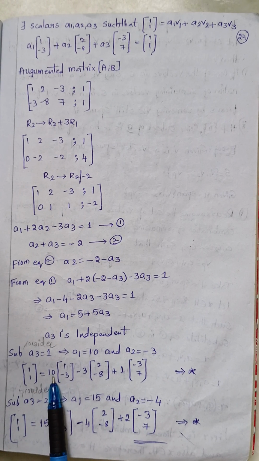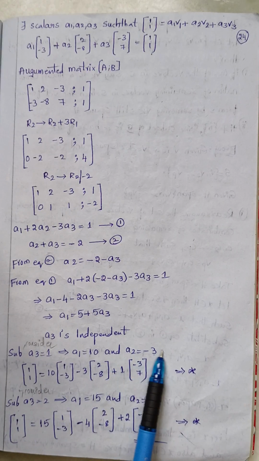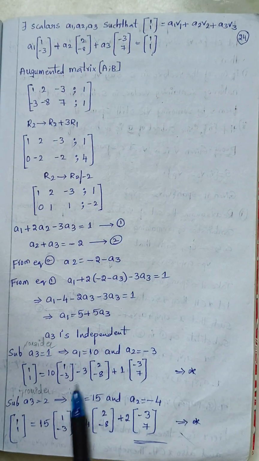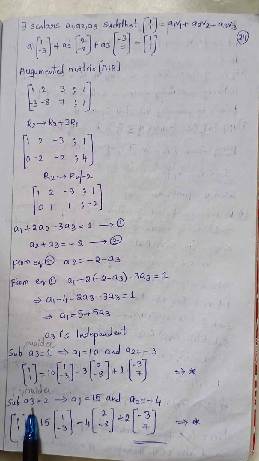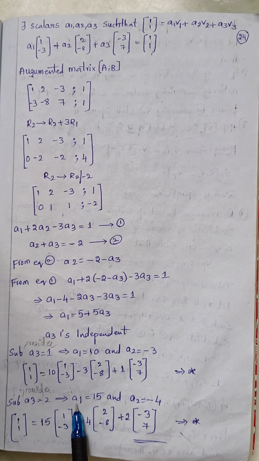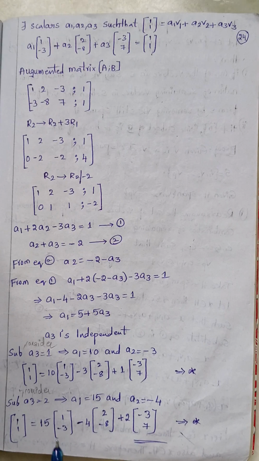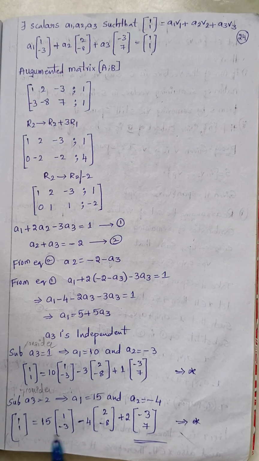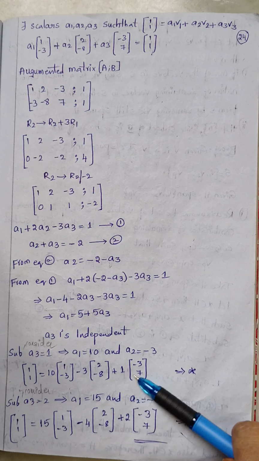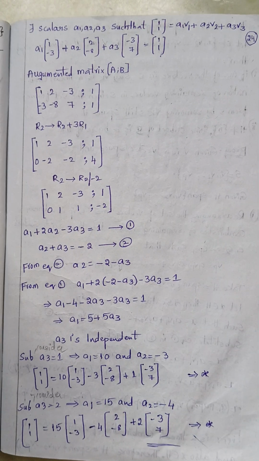Then a1 equal to 10, a2 equal to minus 3, a3 equal to 1, substitute in this, then you are getting one linear combination. Similarly, how many possibilities? Infinite number of possibilities are there. You can take any a3 value, then you are getting a linear combination. Suppose I am taking a3 equal to 2, then a1, a2 we are getting some different numbers, then we substitute in this, and this can be expressed as a linear combination of these three vectors. We can represent in many ways, but it is asking for two ways, that's why we are finding two ways. In the next video, we will discuss the spanning set theorem.